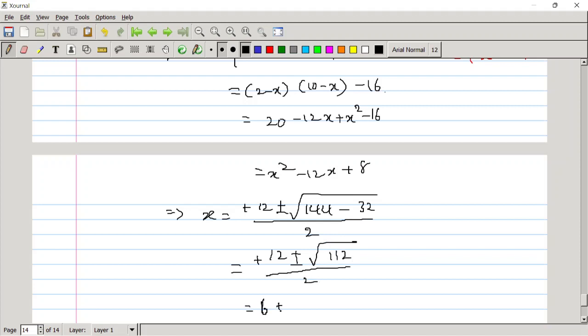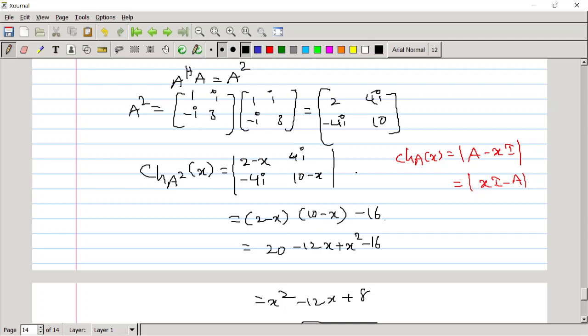This is 6 plus or minus square root of, how can we write this? 112. Can we write this anything? 3. Square root of 23. Are we making any error? I think some mistake is there. Is the matrix multiplication correct?